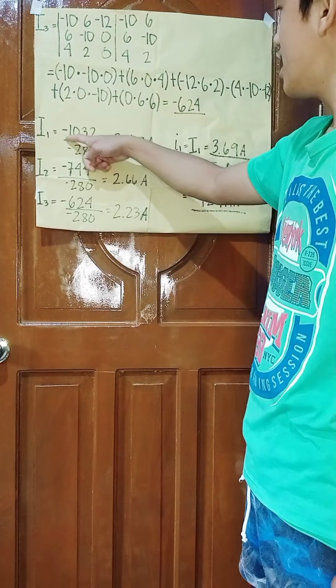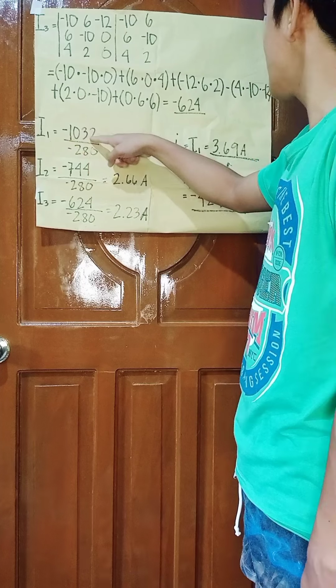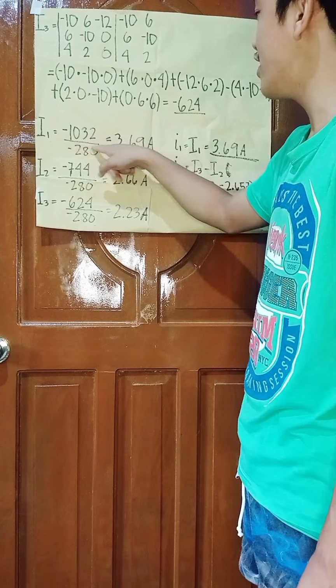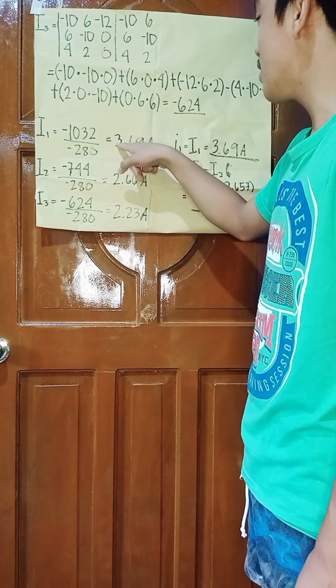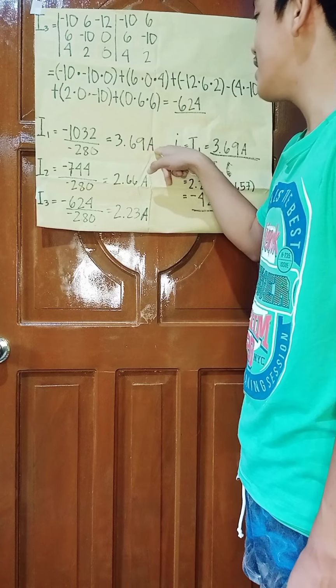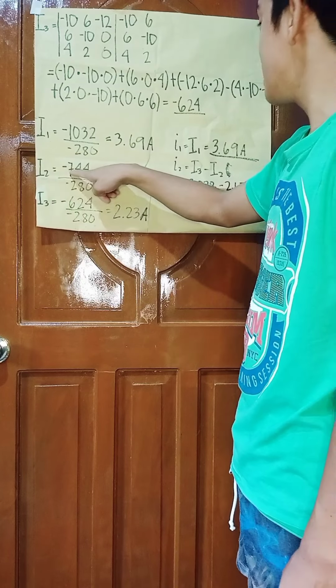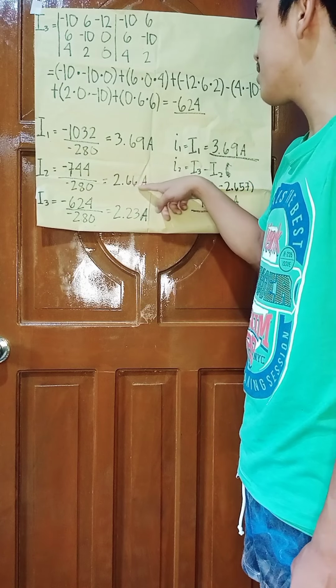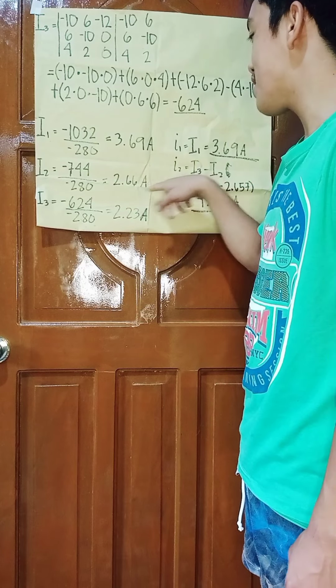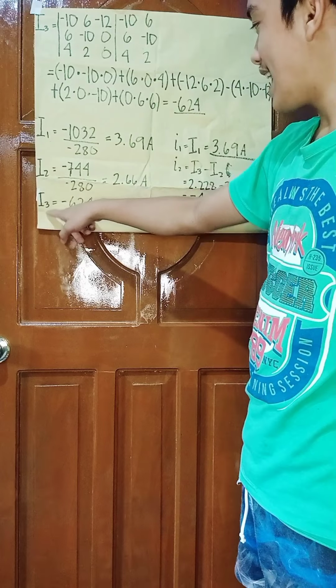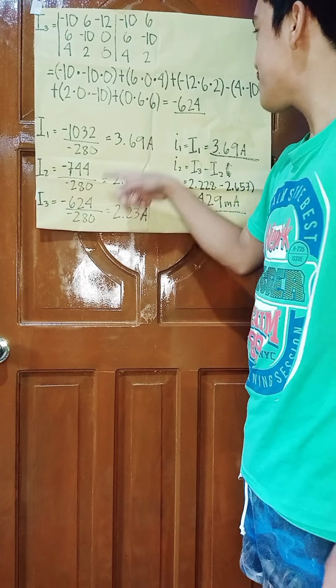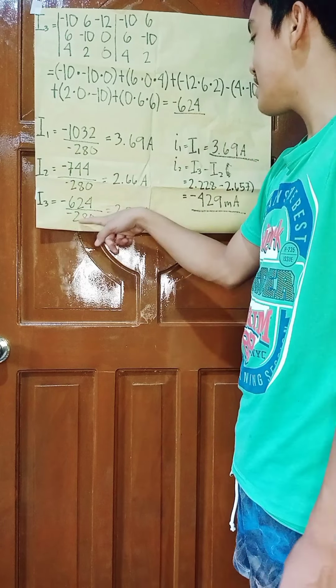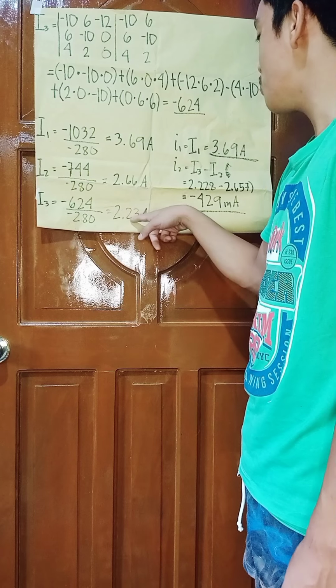So, I1 is negative 1032 over negative 280, which is equal to 3.69 amperes. Then, I2 is equal to negative 744 divided by negative 280, which is equal to 2.66 amperes. So, next is I3. I3 is equal to negative 624 divided by negative 280, which is equal to 2.23 amperes.